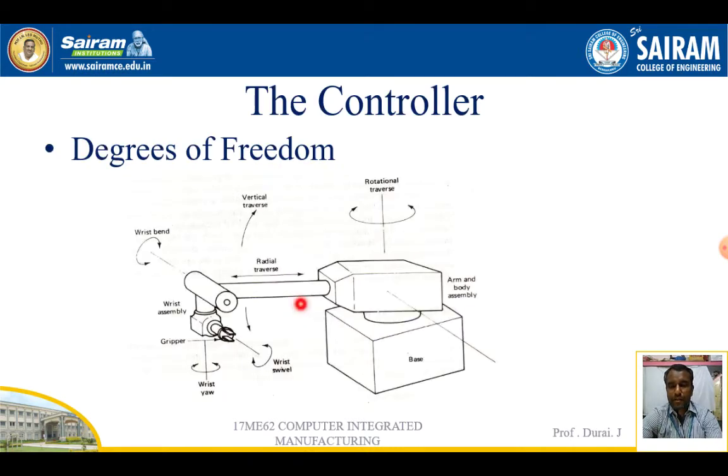Then comes the rotational traverse. Along the vertical axis, the body has to rotate, either to the left or right directions. It will swivel along with the arm. Okay. This is about the arm and body motions.